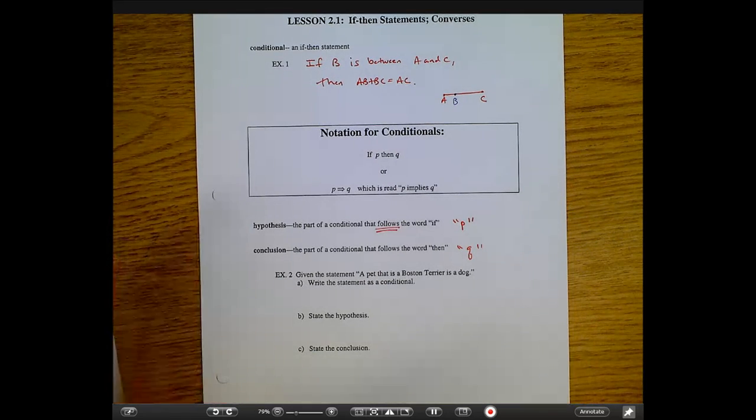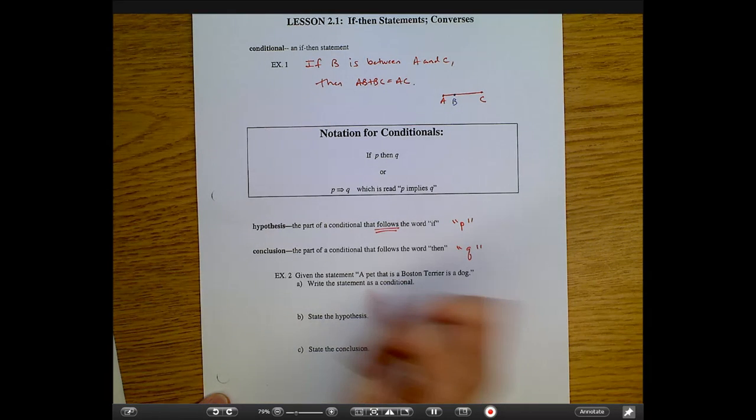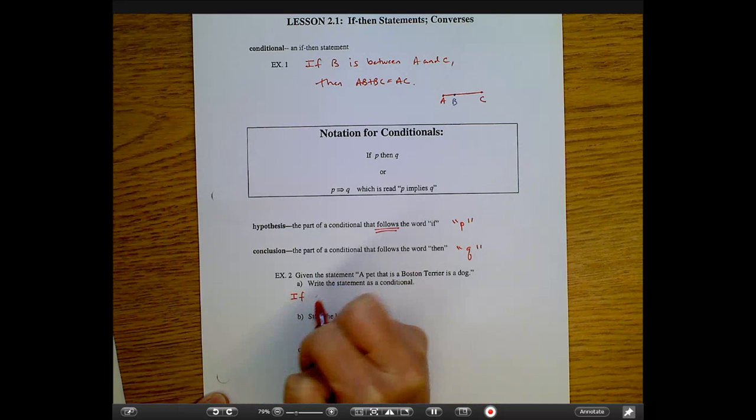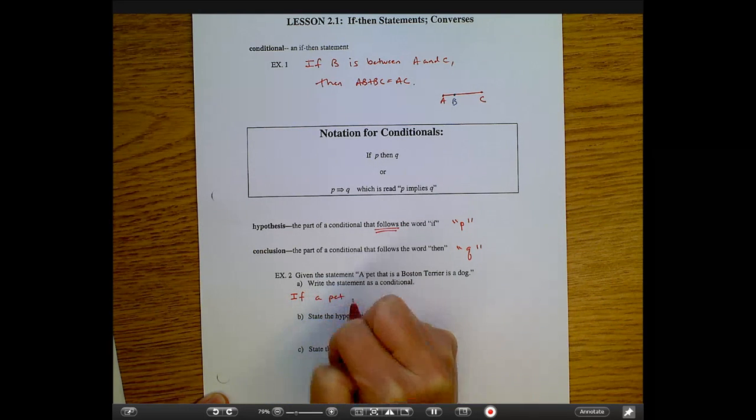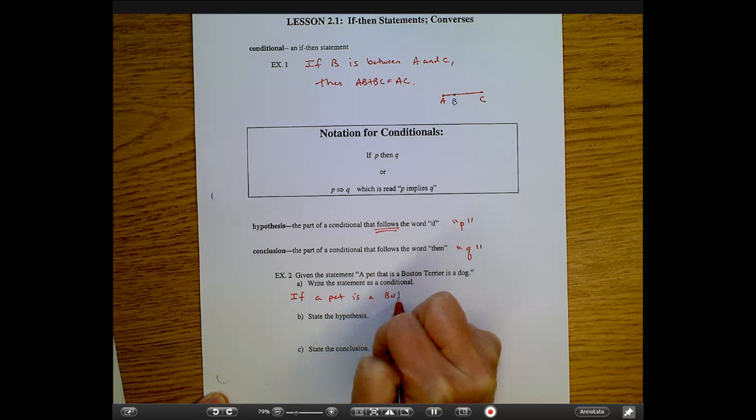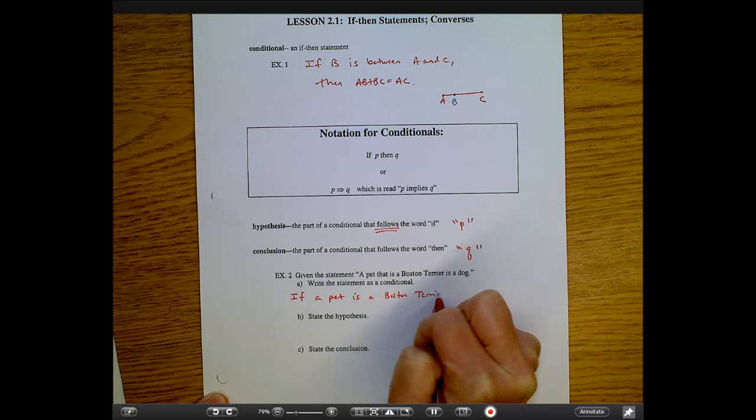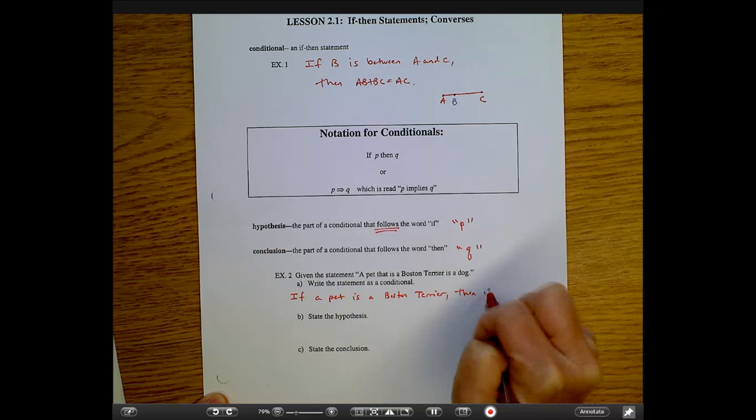So let's look at some examples. Not everything today will be mathematical. We're going to use some English sentences to help you wrap your head around the concept of conditionals and converses, which is the theme for today. If I give you the everyday statement, a pet that is a Boston Terrier is a dog, and we write that as a conditional, we write it in if-then formation. You'd say something like this: if a pet is a Boston Terrier, then it is a dog.